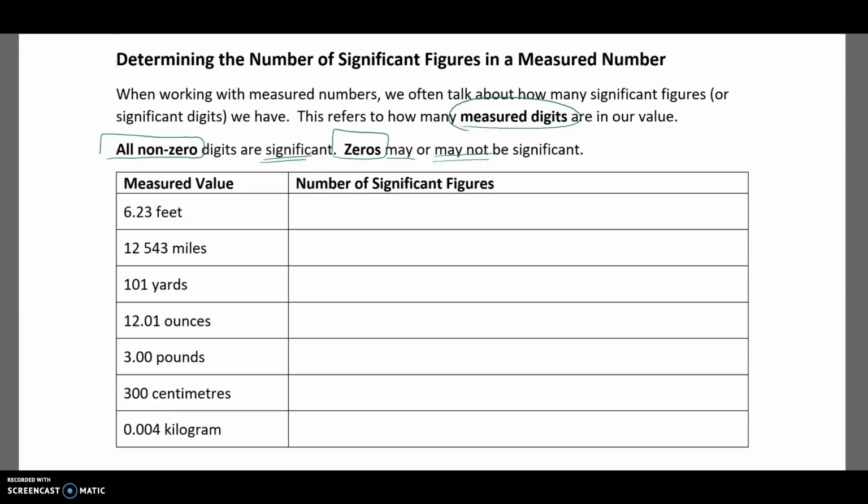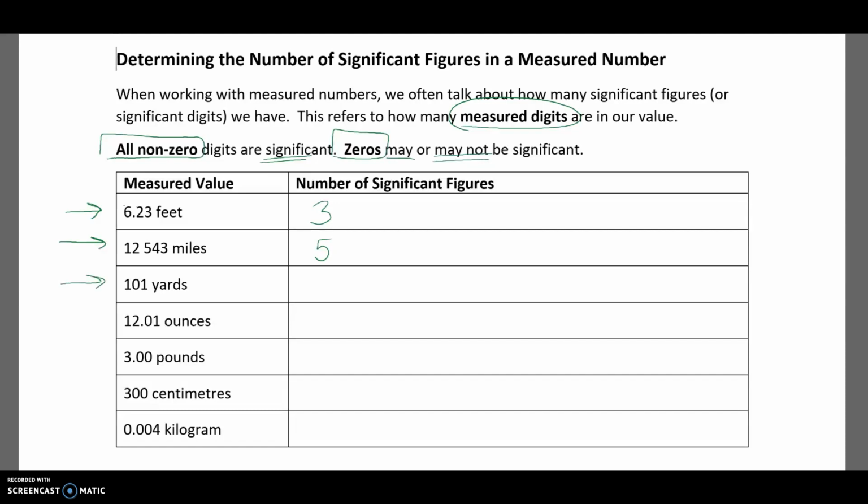So let's look at some examples to help us figure out how many significant figures a measured number has. In our first example, 6.23 feet, I only have non-zero digits. All of those must have been measured if they were recorded, so this means I have 1, 2, 3 significant figures, or 3 measured digits in that value. The same holds true for the next example, 12,543 miles. All of those are non-zero digits and must have been measured, so this has 5 significant figures.